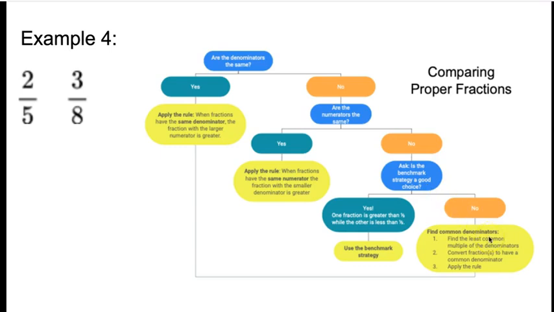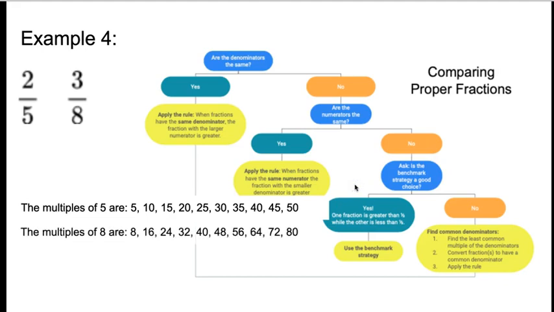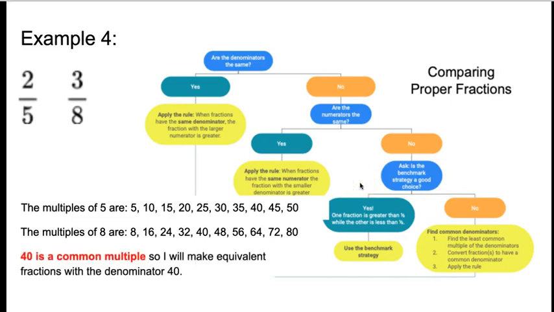So in step 1, I'm going to find the least common multiple of the denominators. The multiples of 5 are 5, 10, 15, 20, 25, 30, 35, 40, 45, 50. The multiples of 8 are 8, 16, 24, 32, 40, 48, 56, 64, 72, and 80. The least common multiple is 40, so I will make equivalent fractions with the denominator 40.